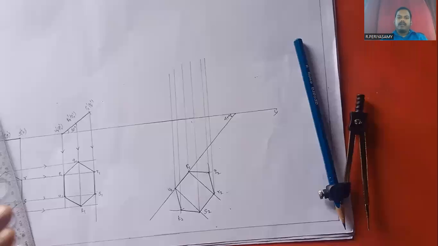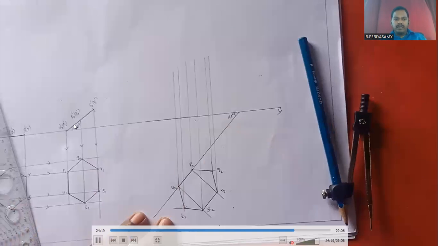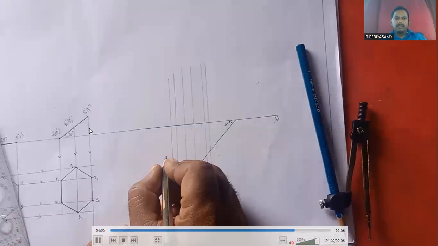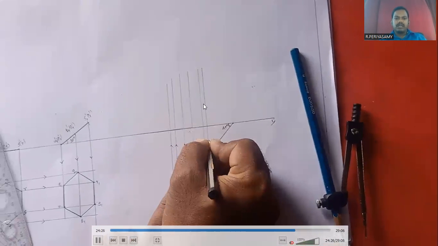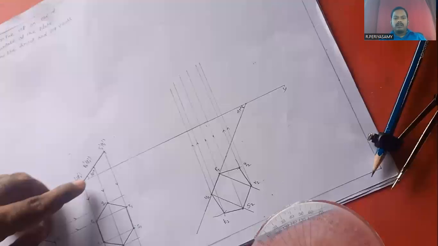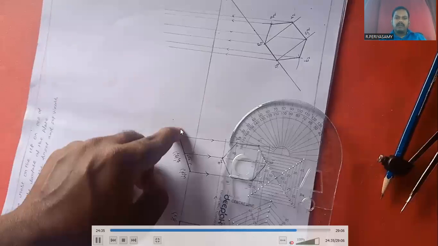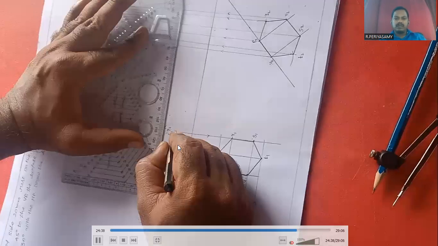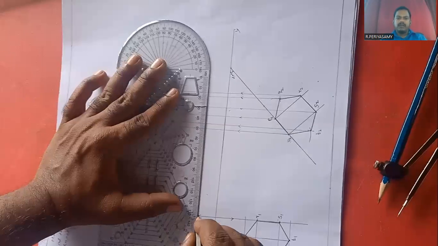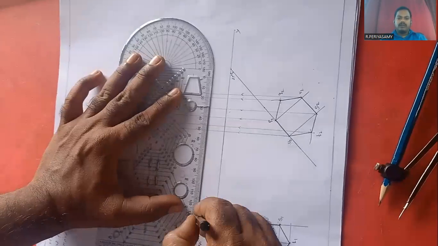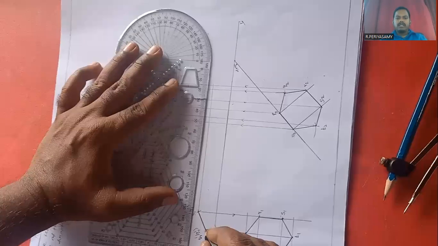Next, here we already have the 30-degree inclination line, and this is the front view projection for the line inclined at 30 degrees to the HP. This is the 30-degree inclination of the hexagonal plate. These points are projected in the rightward direction, so we have to draw rightward lines from all the points.